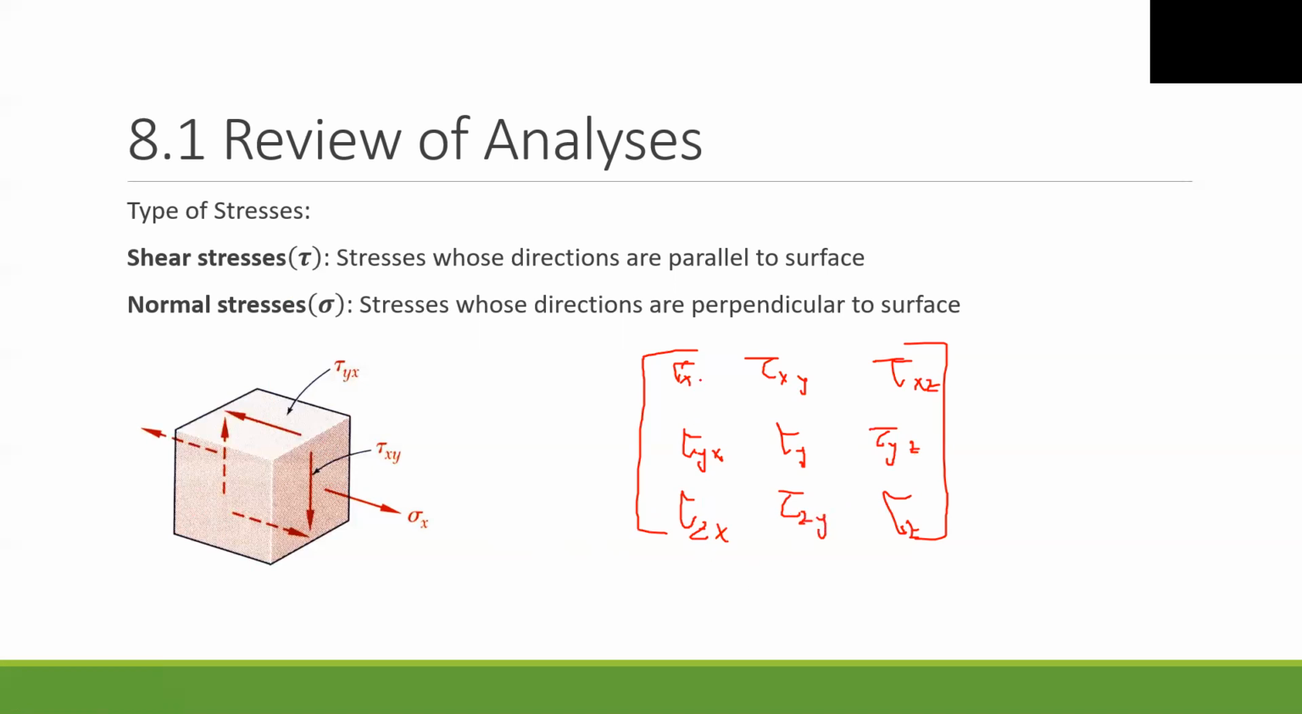Like this. In some books, maybe you can see sigma x, sigma y, and sigma z, and sometimes they define them with only one notation. Remember that this first term represents the surface. The second term represents the stress direction.